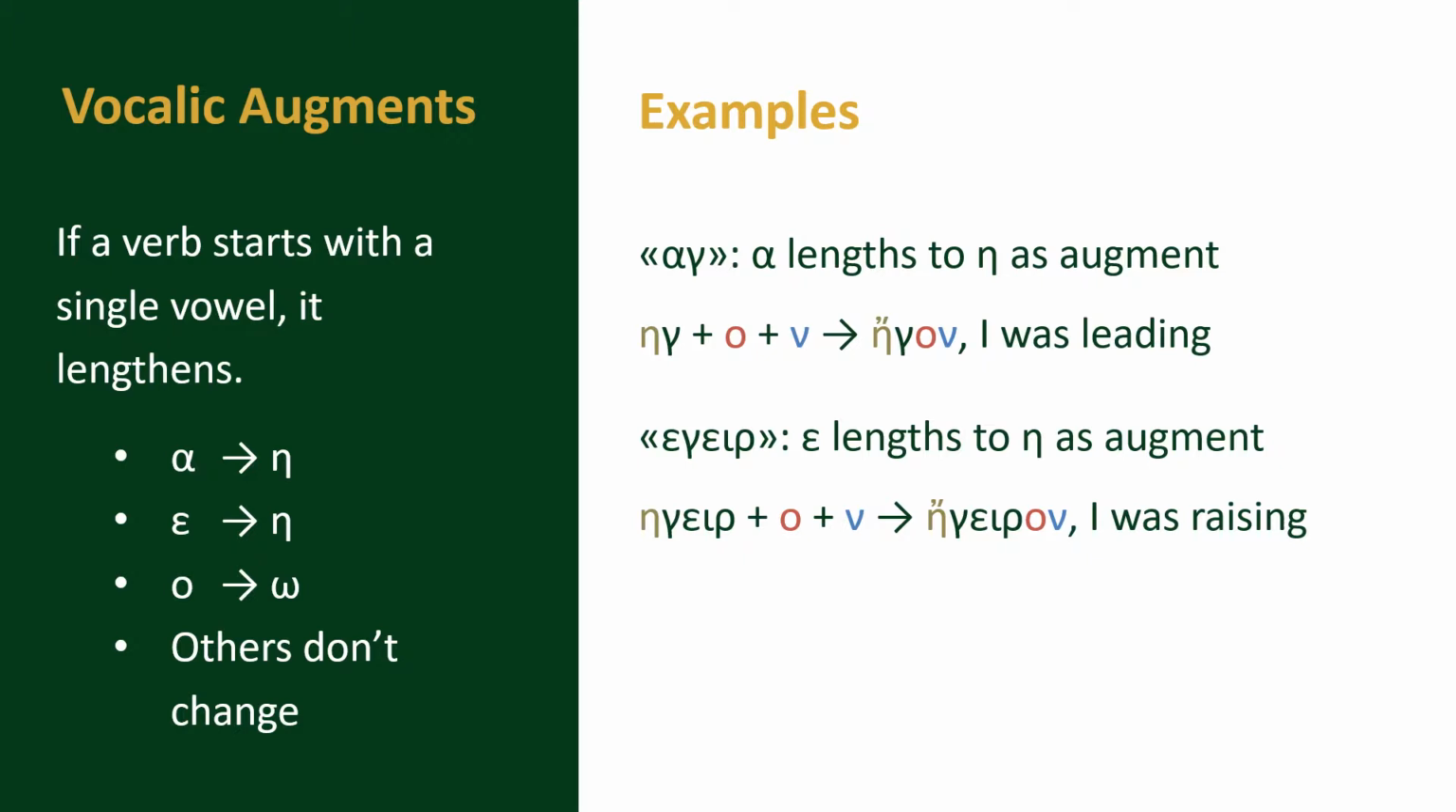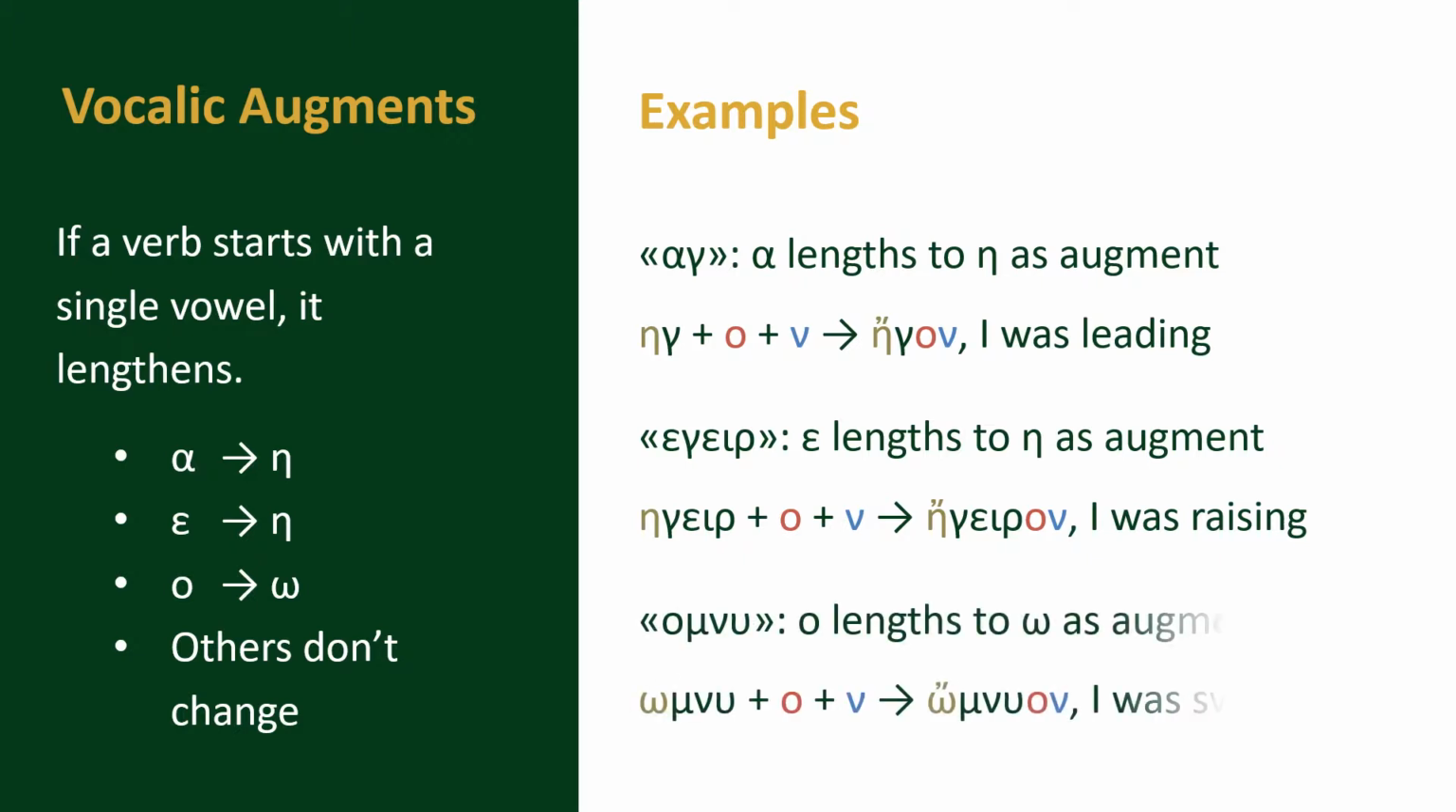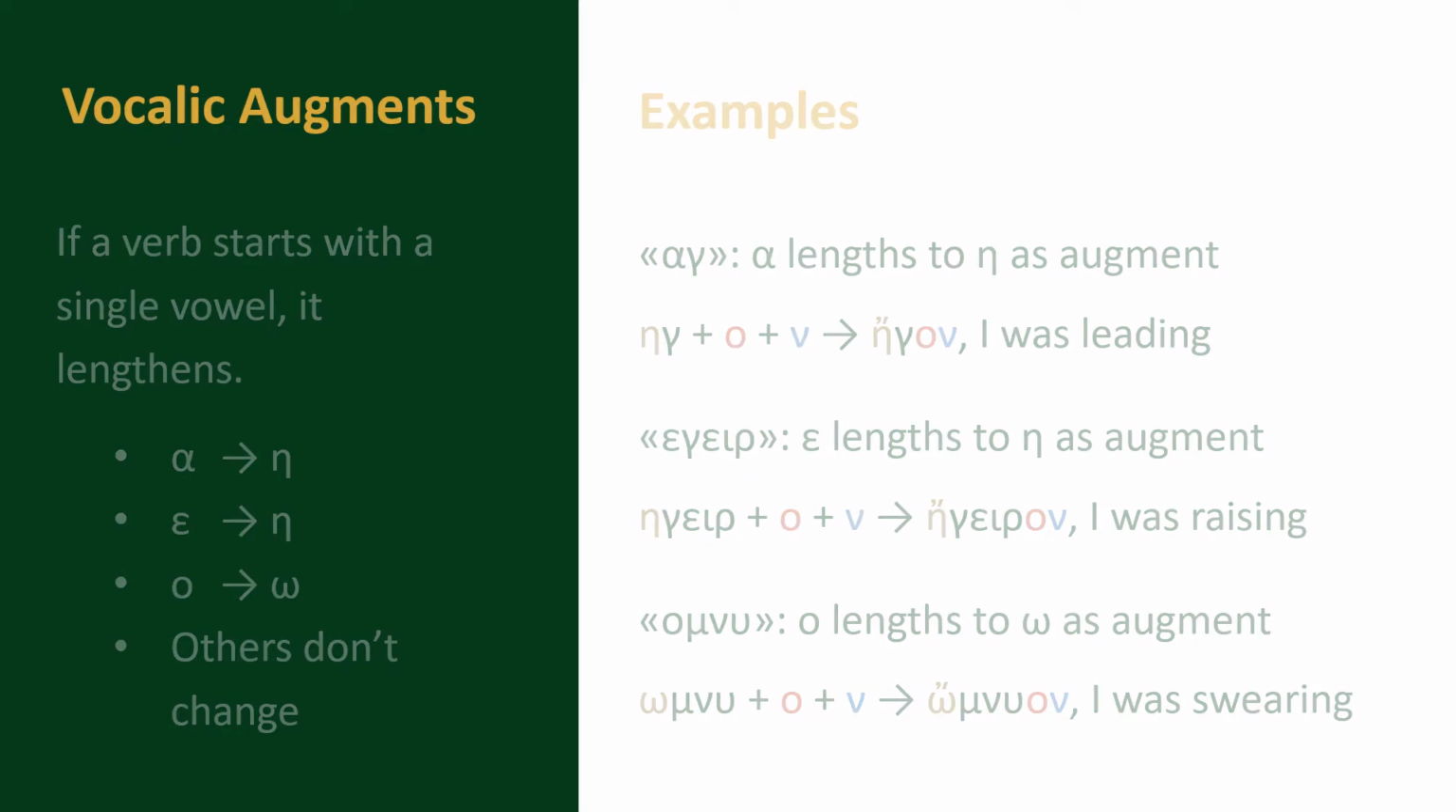And thirdly, using the verb omnuō, which means I swear, it begins with omicron, which will lengthen to omega as a vocalic augment. Thus we would get ōmnu plus the connecting vowel omicron and the personal ending n would give us ōmnuon, I was swearing. So it's really critical to remember that if a verb begins with a single vowel, it lengthens: alpha to eta, epsilon to eta, omicron to omega, and everything else doesn't change.